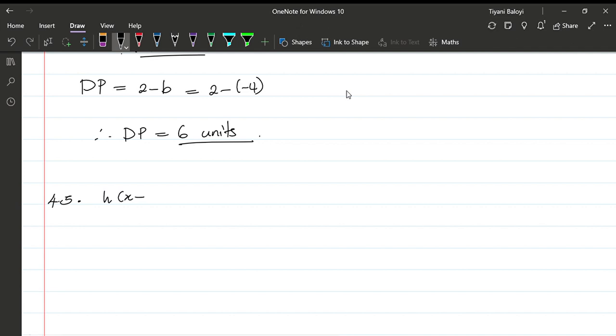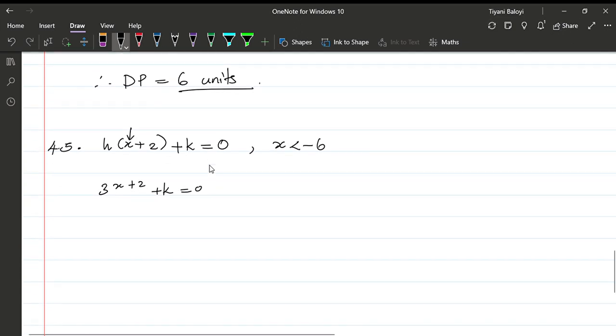h of x plus 2 plus k is equal to 0. You want to find k for which this holds. So let's say that your roots should be less than minus 6, which should be around minus 7, minus 8, and so forth. So you have 3 to the power x plus 2 plus k is equal to 0. Okay, so we can just find the solution for this before we look at that. So let's just do this.